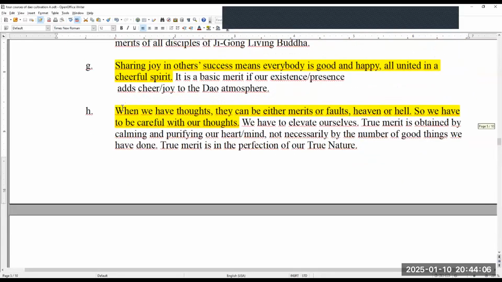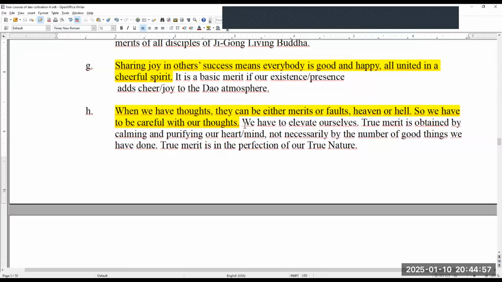And then of course, when we have thoughts, they can be either merits or faults, heaven or hell. So we have to be careful about our thoughts. Because after all, I think it was the Goddess of the Southern Sea who mentioned that we should be careful of our thoughts, because eventually you will have consequences. In terms of humans, we basically worry about consequences, but not the beginnings of things that became the consequences, so to speak.